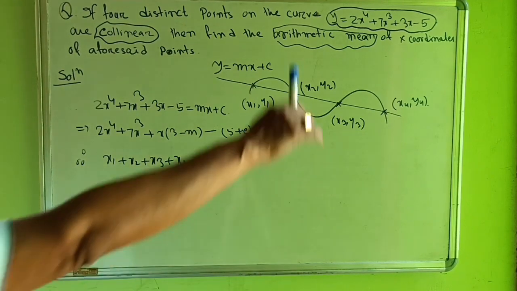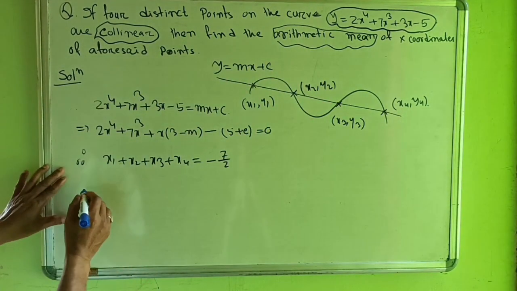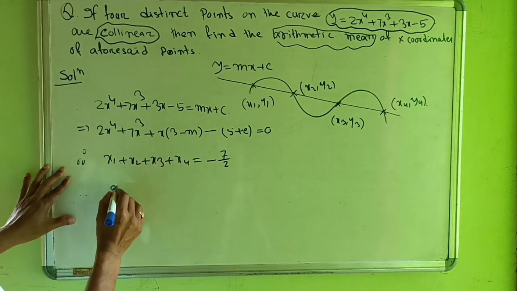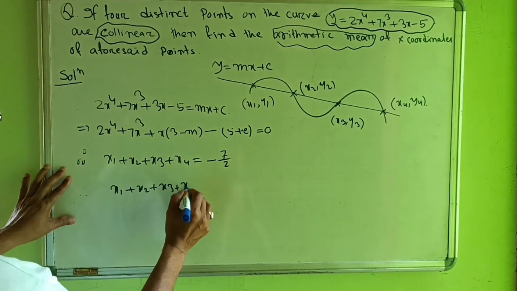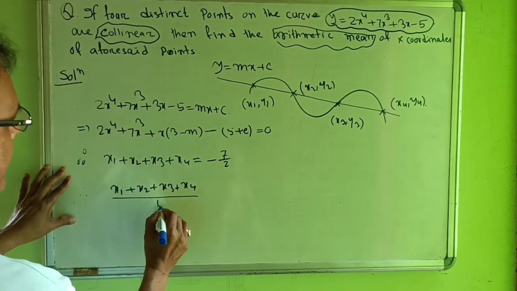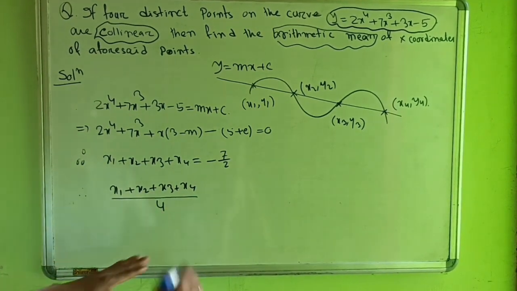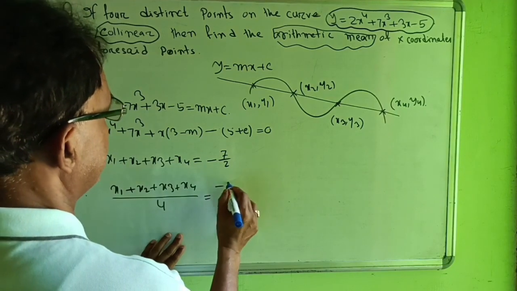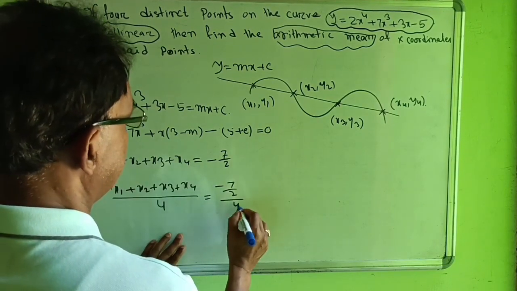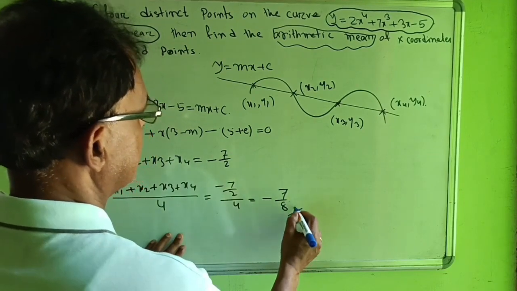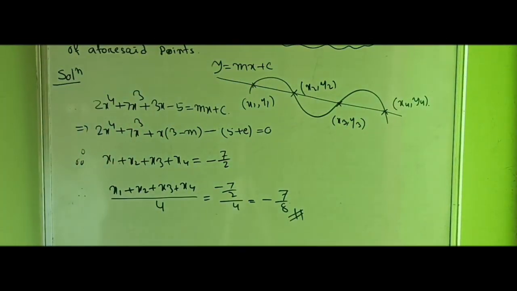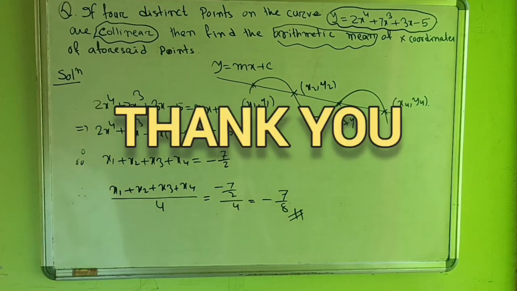Now, to find the arithmetic mean of the x coordinates, that is x1 plus x2 plus x3 plus x4 divided by 4, we get minus 7 by 2 divided by 4, which is equal to minus 7 by 8. This is the result of these questions. Thank you.